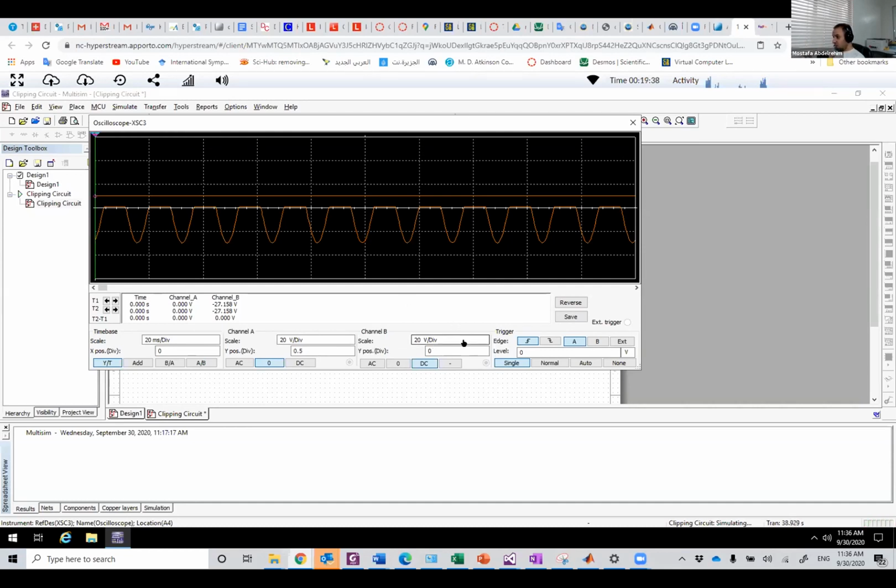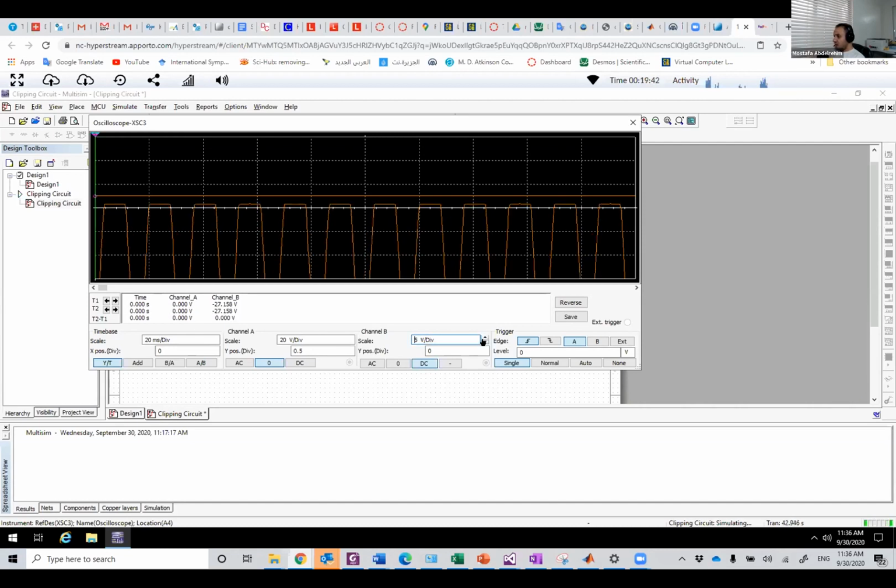So if you want, I'll show it much better. You see this is actually 0.7, but with a larger scale. So there is still clipping, but this clipping is happening at 0.7 plus 0, because VB is now 0.